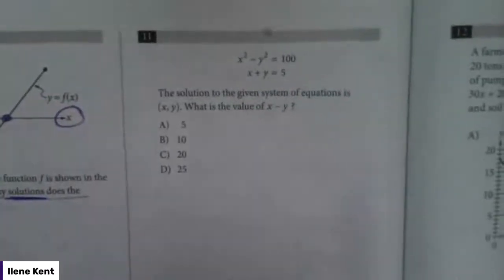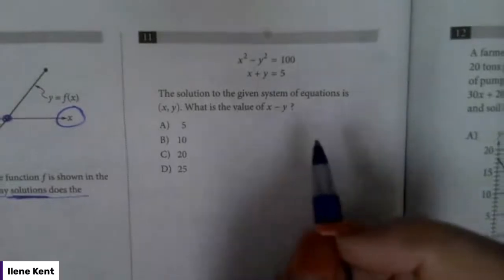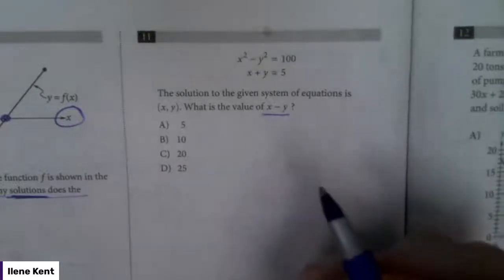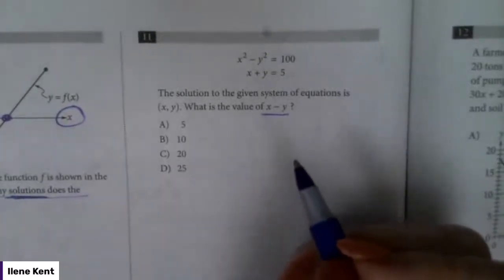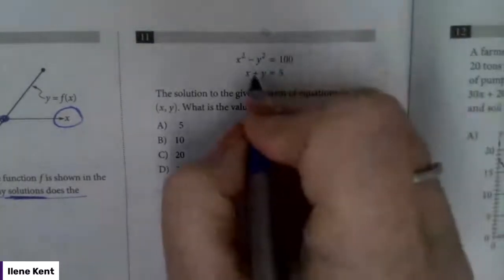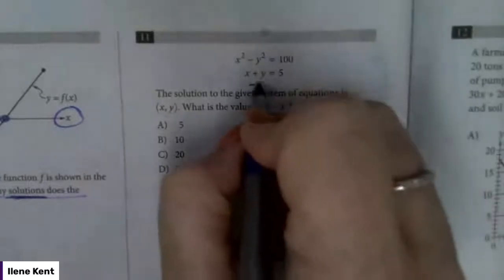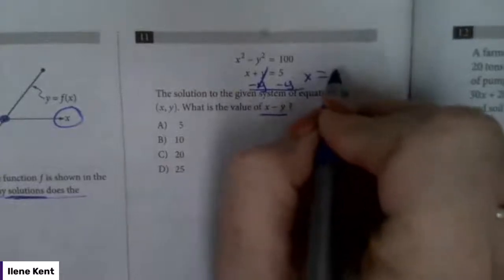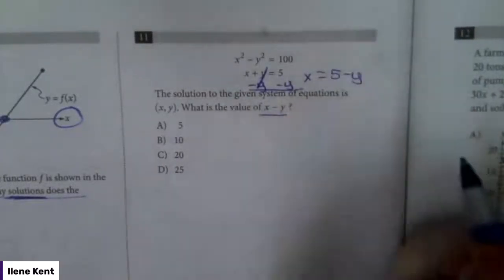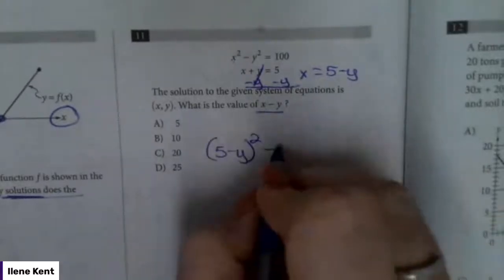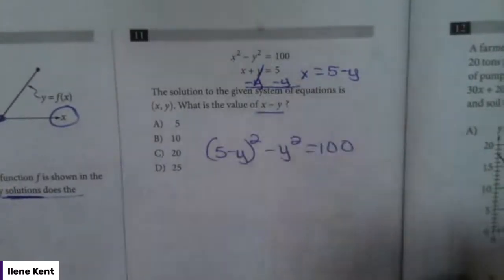Number 11. The solution to the given system of equations is (x, y). What's the value of x minus y? So in this case, we are going to need to solve our system of equations. And I think I'm going to use substitution. So let's subtract y from both sides of this original and say x equals 5 minus y, and use that here. So I'm going to say (5 minus y) squared minus y squared is 100.